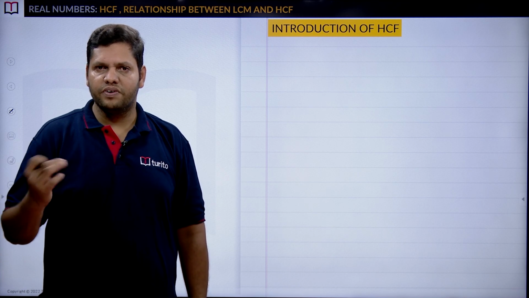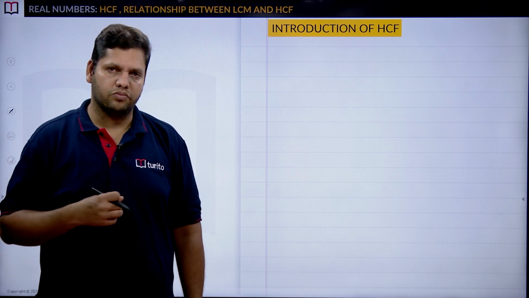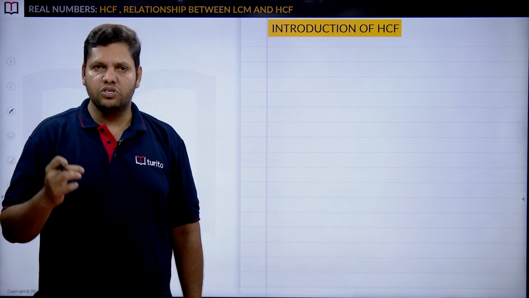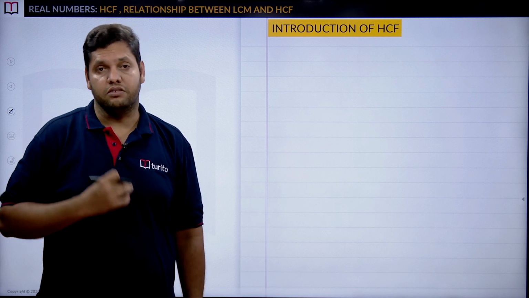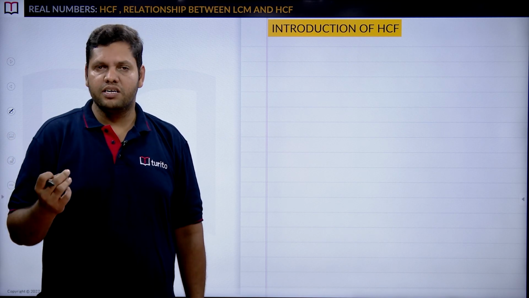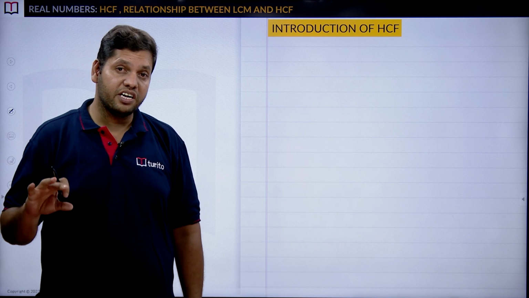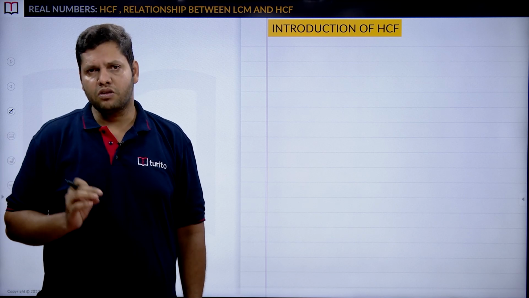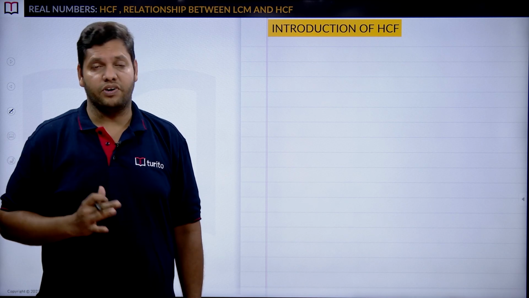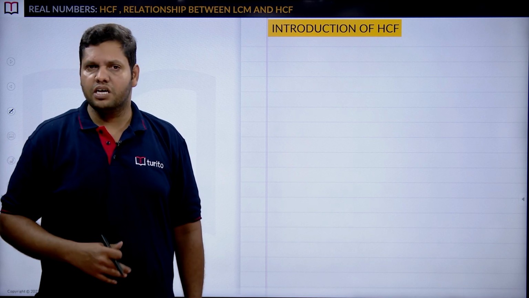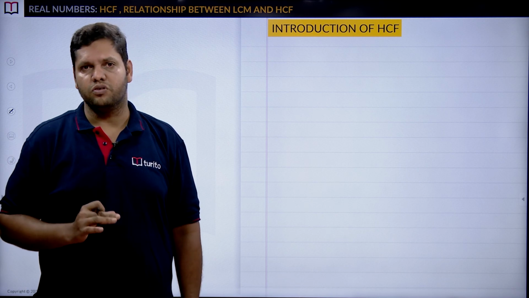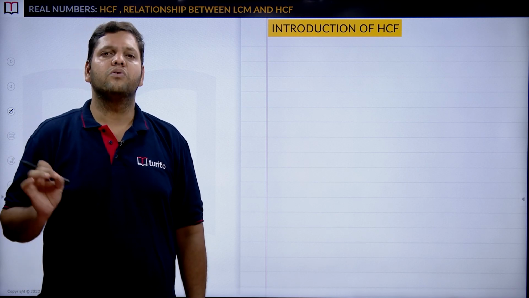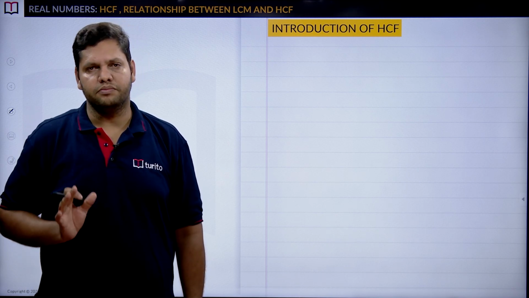Otherwise, HCF also we can say sometimes GCD. GCD means the greatest common divisor. You can call it HCF or you can call it GCD also. So both are same, but the terminology used is different. Both definitions are same and both values are same only.